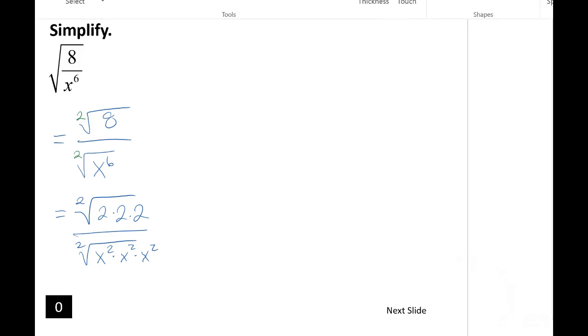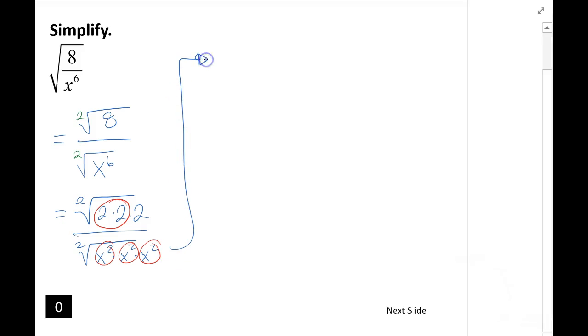Okay, so now let's circle our groups. Here we have 1 group of 2 and then 2 left over. Here we have 1, 2, 3 groups of 2. Okay, we write this up here. So on the top, we'll take 2 out, but we'll still have a 2 inside our radical. And then on the bottom, 3 x's will come out, and that'll be x cubed.